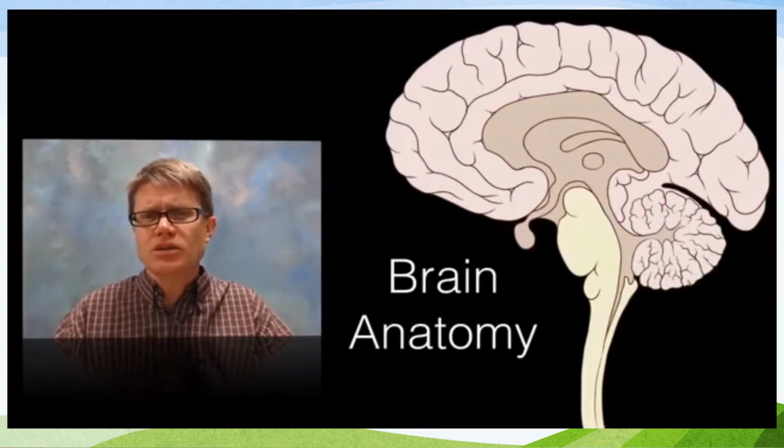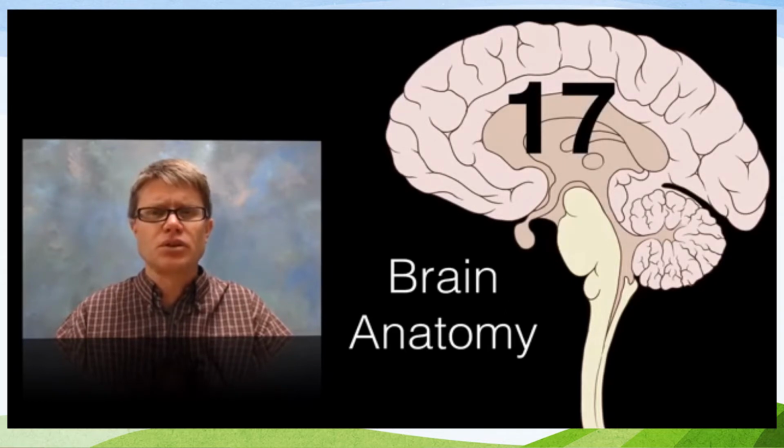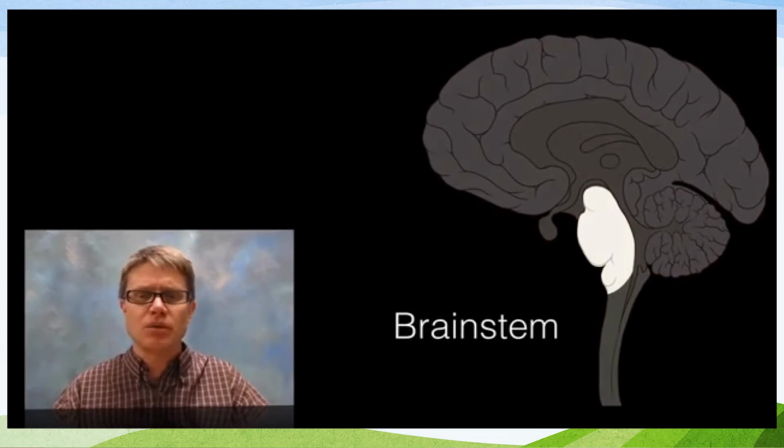And so let's get to the actual anatomy. And so there are going to be 17 parts that we're going to go through. So you should always be thinking, what's the name of the structure? Where is it? And then what's the function? What does it do? And so if we look at a basic brain plan, we find these four things jump out right away.